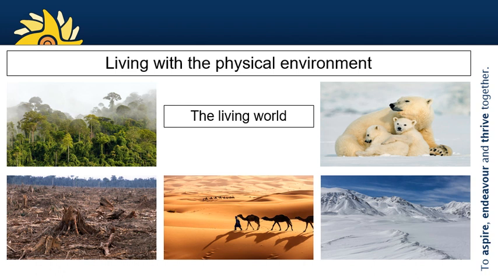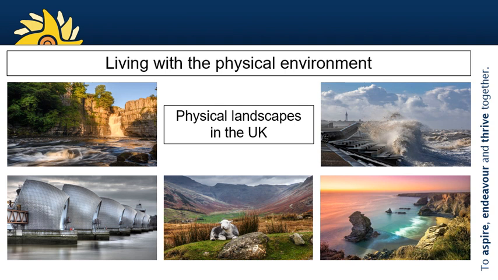Next up, after that, we have physical landscapes in the UK. So these will be familiar to everybody really, because we've looked at them previously during Key Stage 3, but obviously we're building on what we did then. So we've got rivers, including river management. We also have coasts and coastal management, and the final little section within this topic is glaciated landscapes.